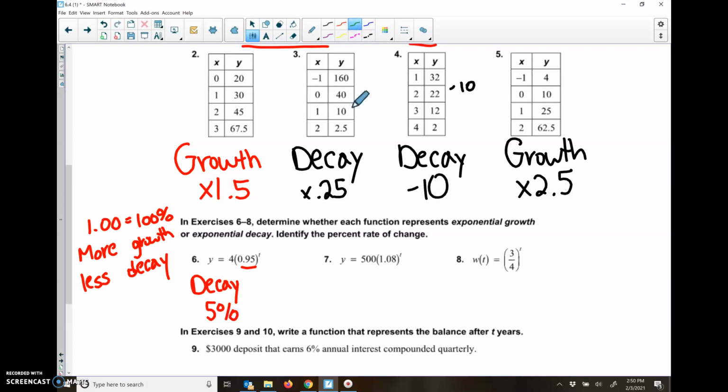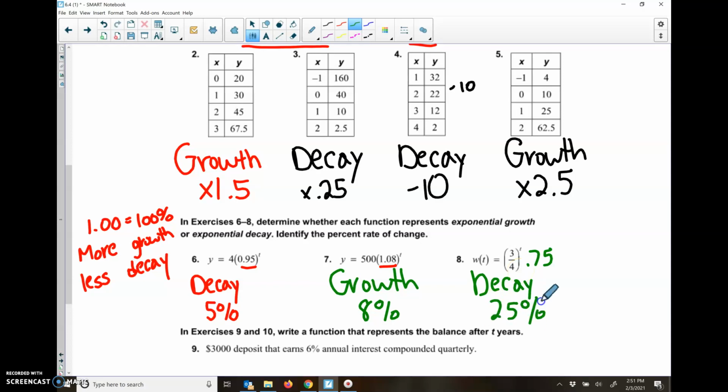Okay. Number 7, kind of the same thing. We have 1.08. So 1.08 is more than 1.00. So we know this is a growth problem. And it's bigger by 8%. So it is a growth of 8%. Then we got 3/4 over here, which they kind of mix it up, put in a decimal. But remember, 3/4 is the same as 0.75. So changing the fraction to a decimal. And same thing, 1.00 is more than that. So it went down. So it decayed. And from 1.00 to 0.75, it decayed by 25%.